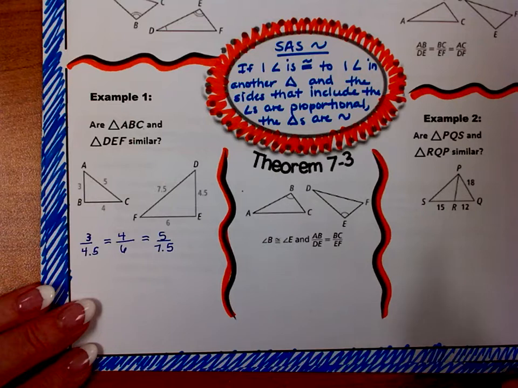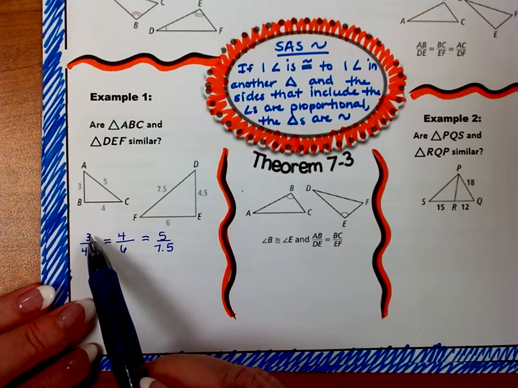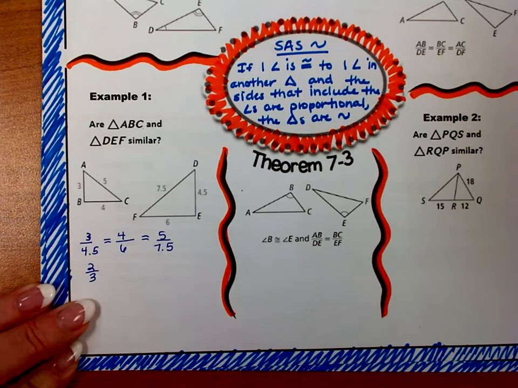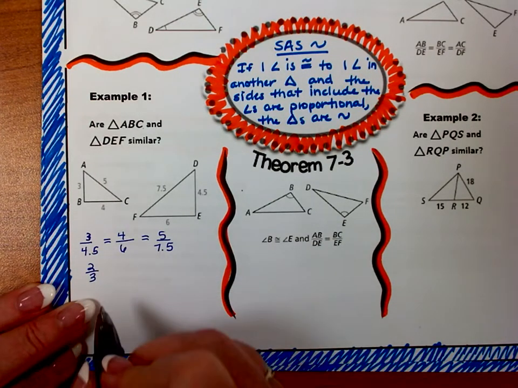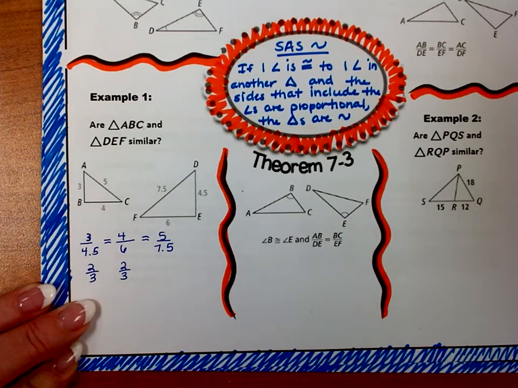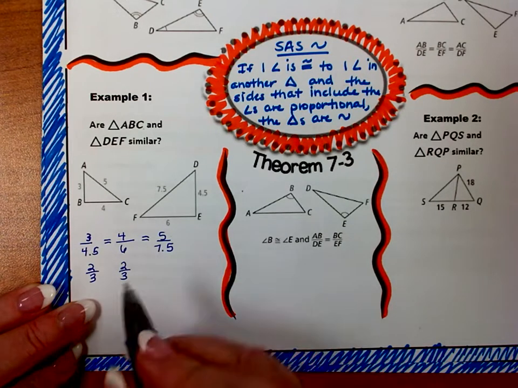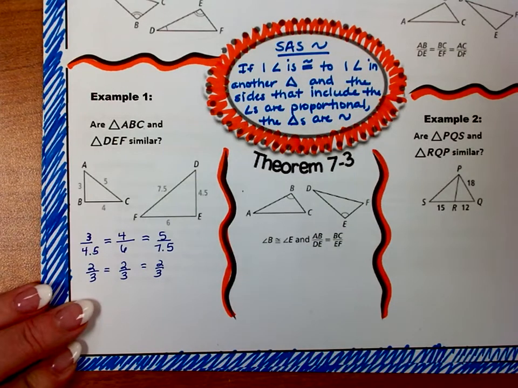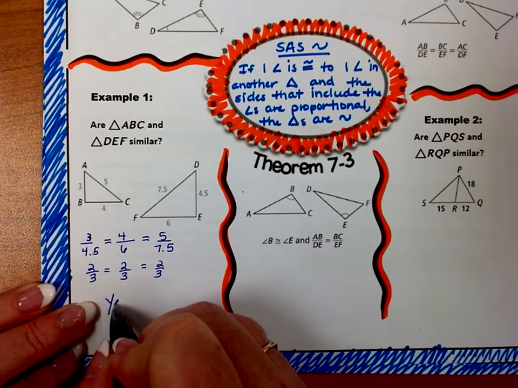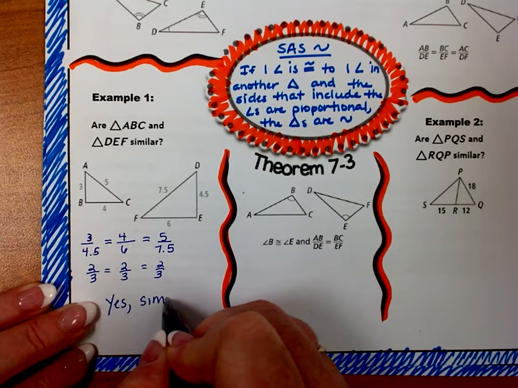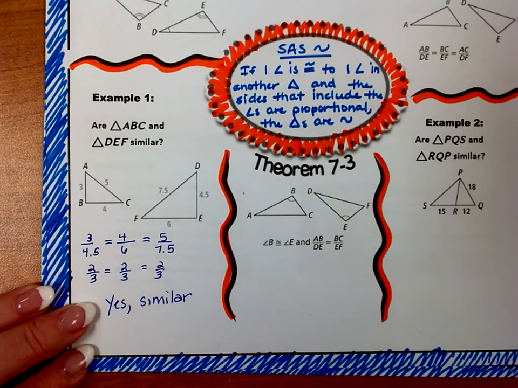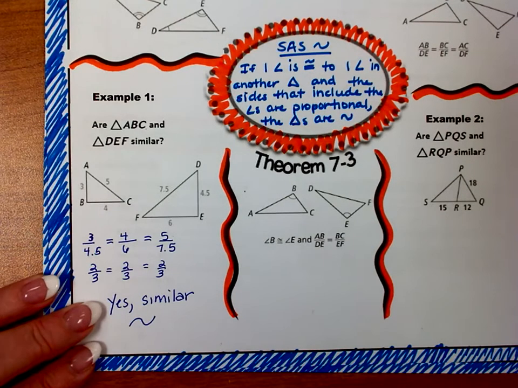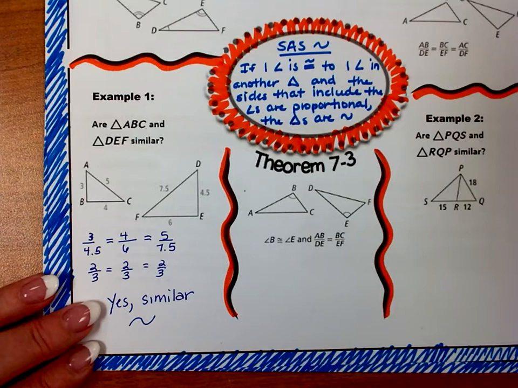Now the easiest way to check these is to just reduce them. So if we put these in the calculator, 3 divided by 4.5 is 2/3. 4 divided by 6 is 2/3, and 5 divided by 7.5 is 2/3. So since they all reduce to the same fraction, we can say yes, they are similar. Which, by the way, the similar sign, if you remember from 7.2, is like a congruent symbol minus the equals.